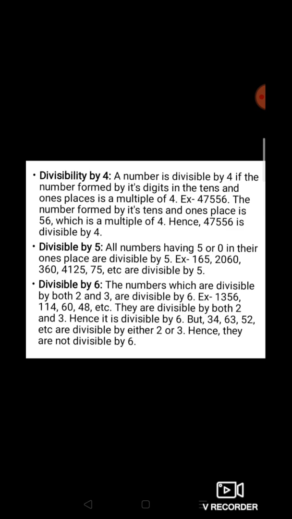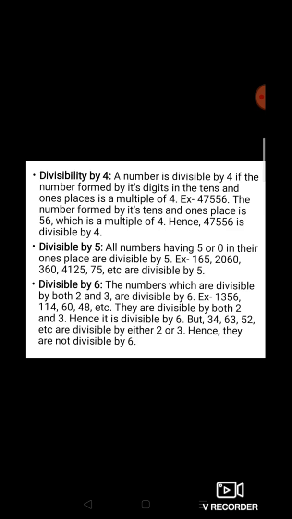The first example is 1356. So clearly in 1356 the ones place digit is 6, which means it is divisible by 2. Also if we add the digits, suppose we are adding 1 plus 3 plus 5 plus 6, the summation gives us 15. So that means it is in the table of 3. 15 is in the table of 3, so it is divisible by 3 also. That means a single number 1356 is divisible by both 2 and 3. So we can say that it is divisible by 6.